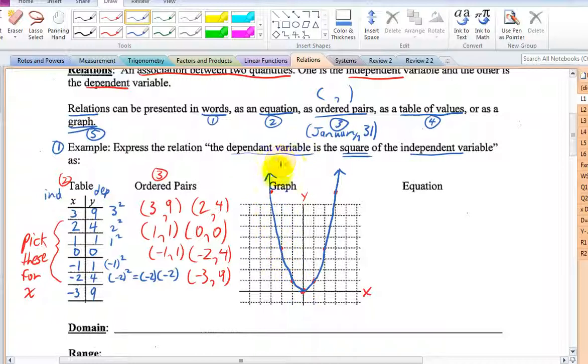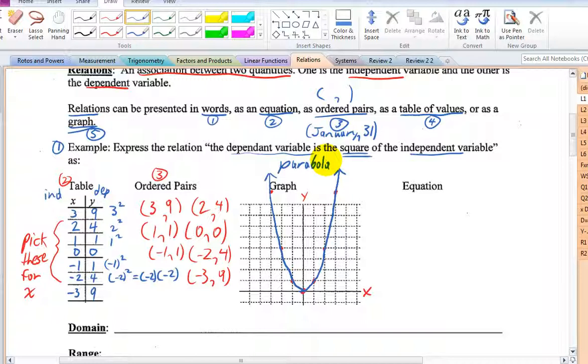Okay, so this is called a parabola. You're going to see a lot more of those in pre-calc 11. Okay, you don't really need to know the name, but the ordered pairs show you it's not a straight line. So it's not linear, it's a U shape. We call that a parabola.